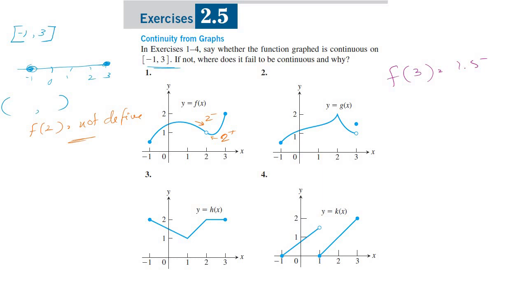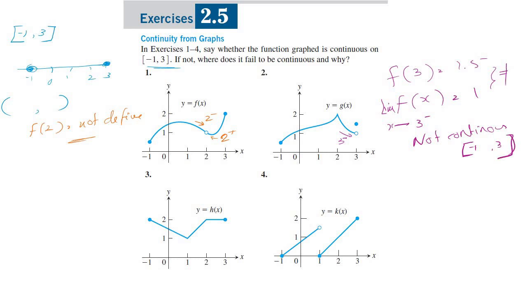But as x tends to 3 from the negative side, the limit of the function is 1. So these two are not equal. Because this is not equal, this is also not continuous between -1 and 3. Sorry, this should be square brackets.